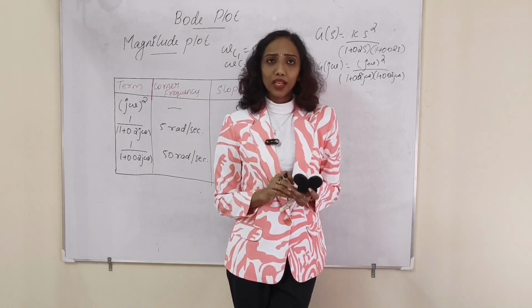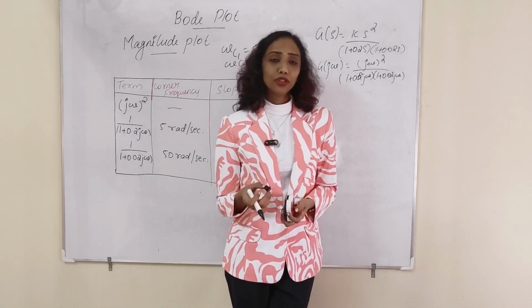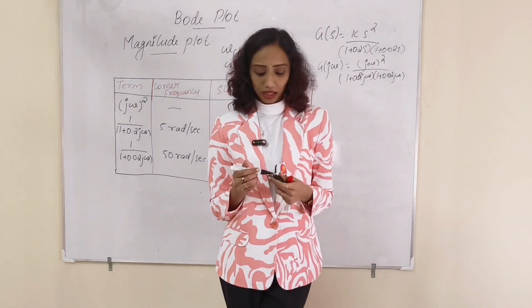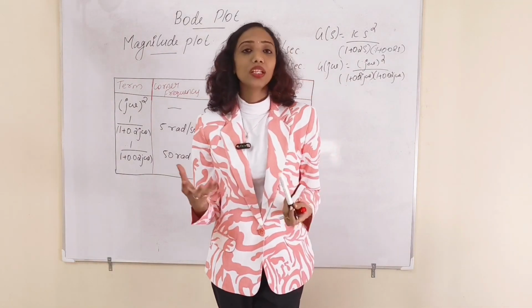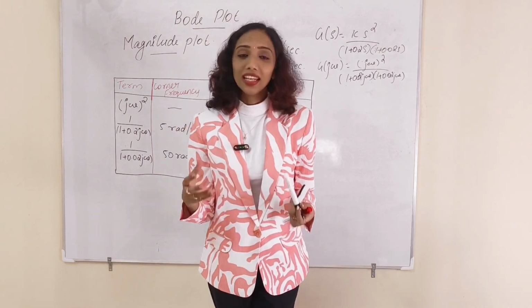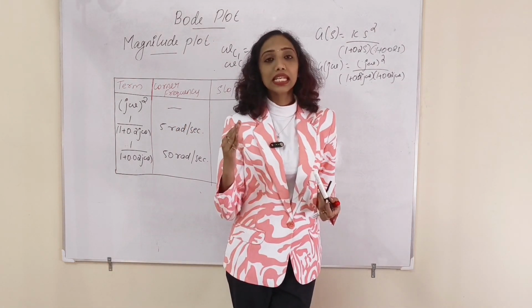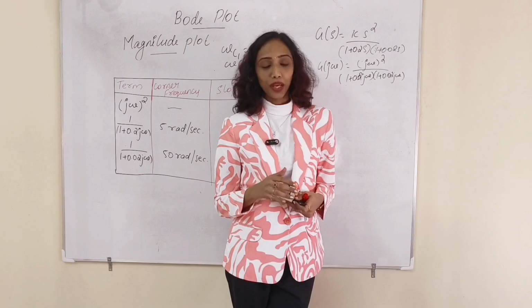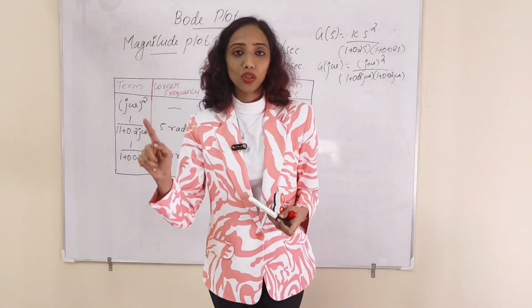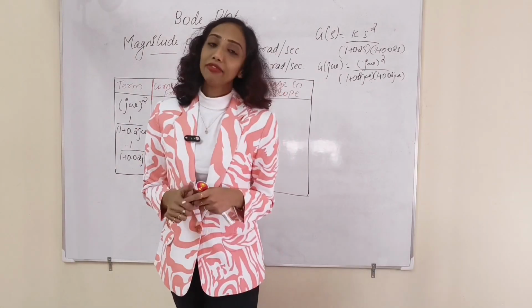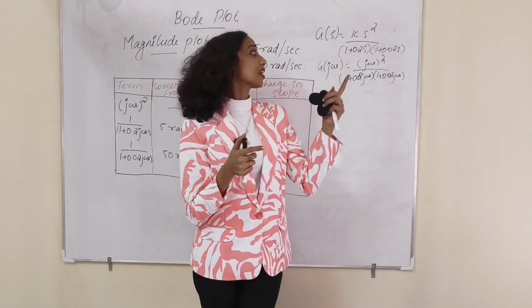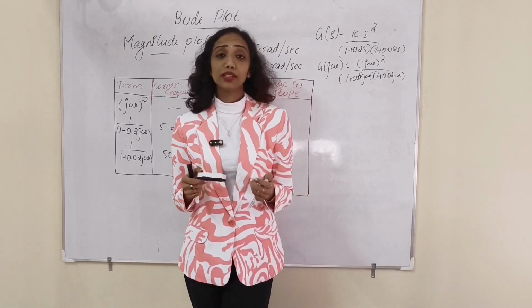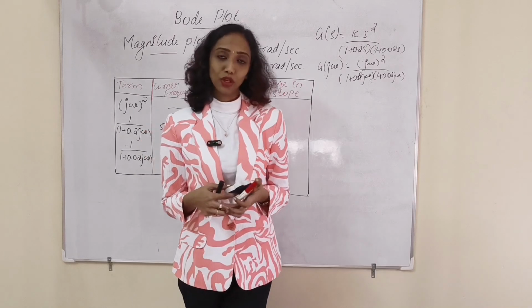The general standard equation for finding a magnitude plot, or for finding a gain, is 20 log j omega. Okay, it's 20 log j omega. And for finding the value k, here we have one k in the question. K into s square divided by 1 plus 0.2s into 1 plus 0.02s.